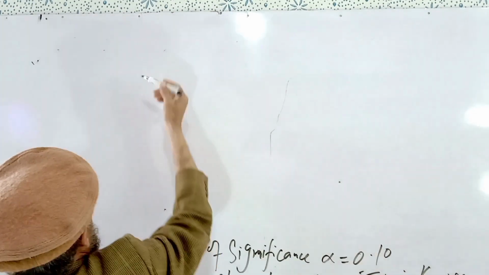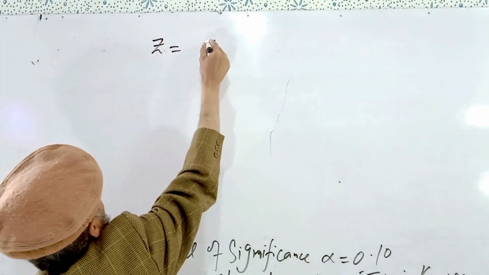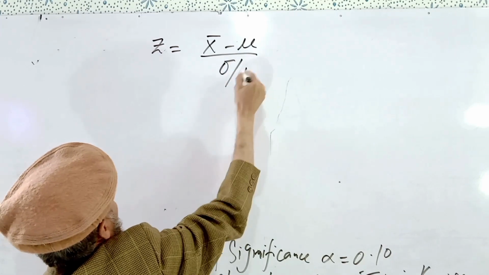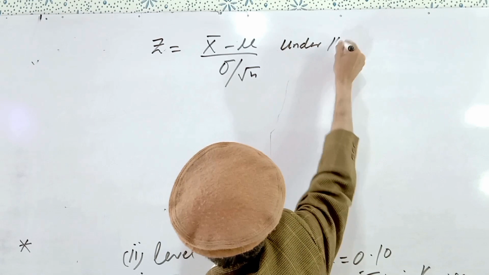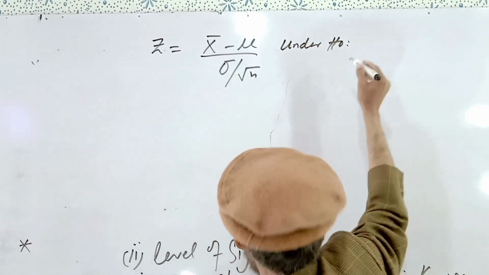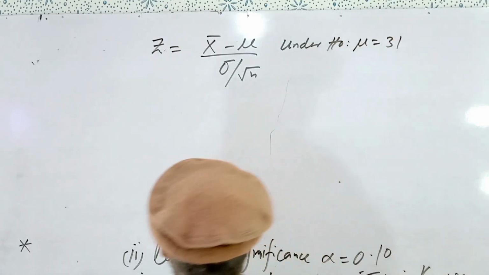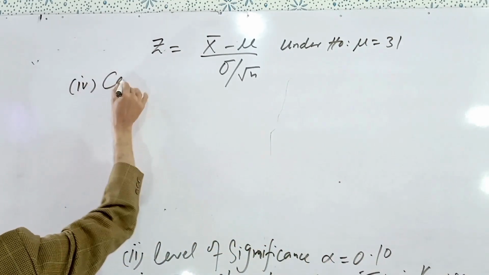That is the z test statistic. Z is equal to x bar minus mu divided by sigma over root n, under H naught. Under H naught, the mean is equal to 31. So the fourth step is the calculation.